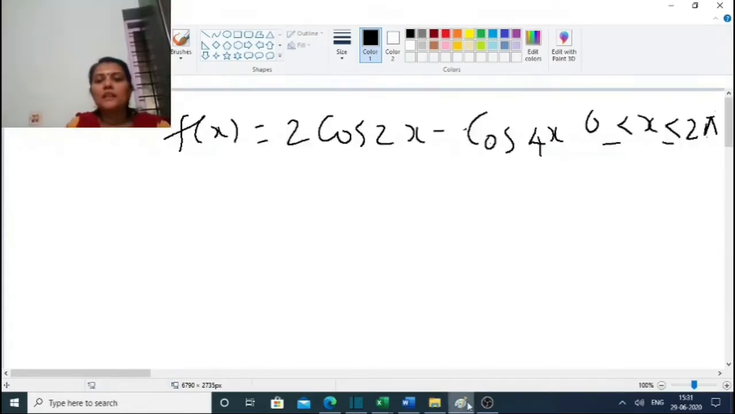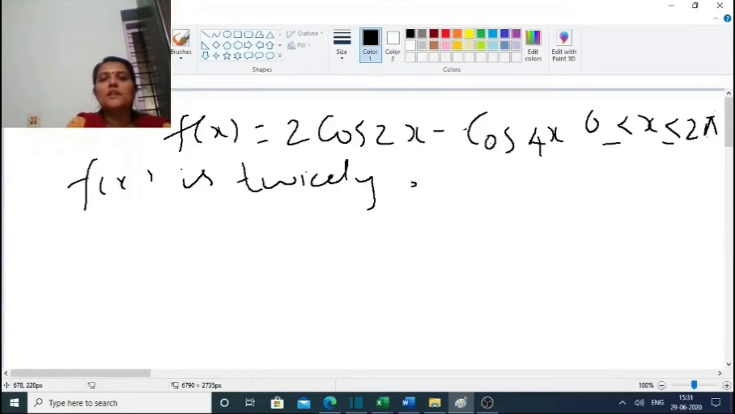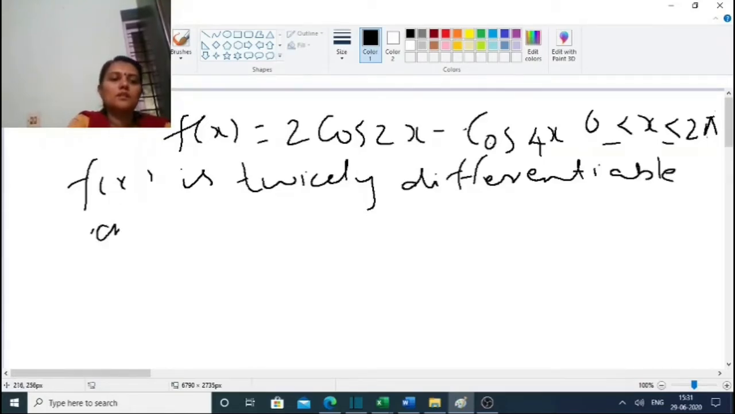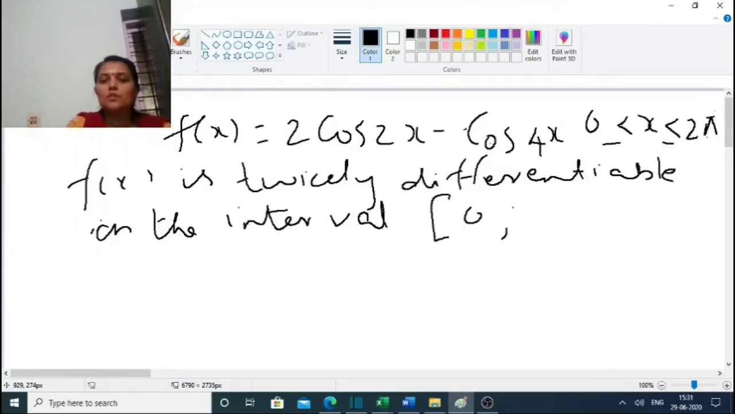Next problem, find the relative maxima or minima of f of x equal to 2 cos 2x minus cos 4x in the interval 0 less than or equal to x less than or equal to 2 pi. Here f of x is twice differentiable in the interval 0 to pi.